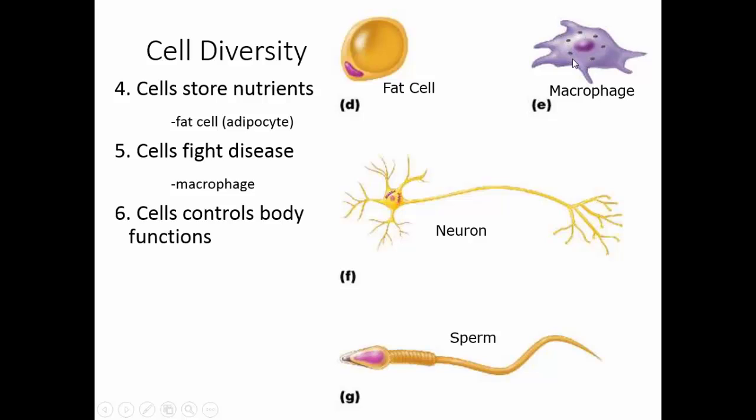Certain cells control body functions, such as the neuron. The neuron is capable of conducting electrical impulses. And then we have cells for reproduction, like the egg and the sperm. And here you see a sperm. The sperm is one of the few motile cells in the body because it has to swim to the egg.